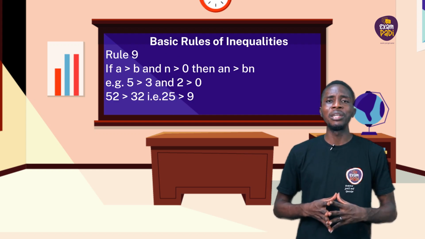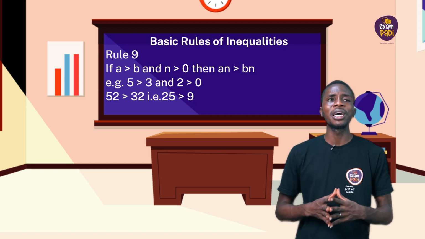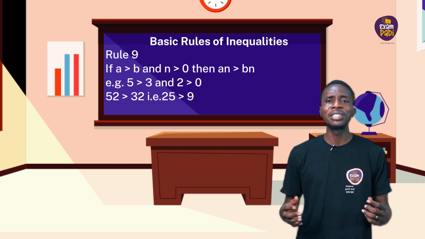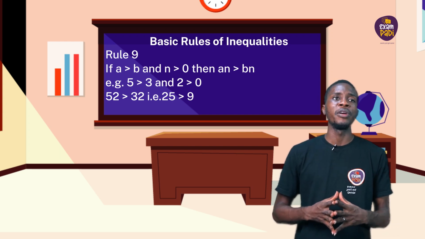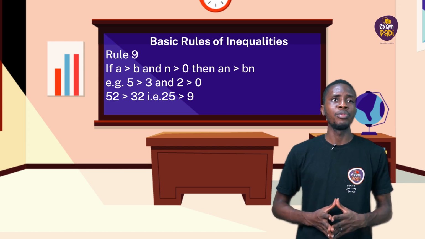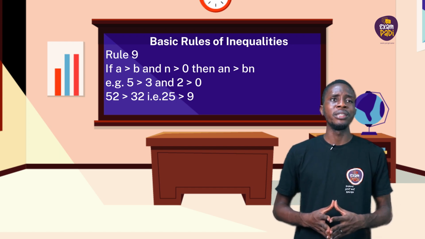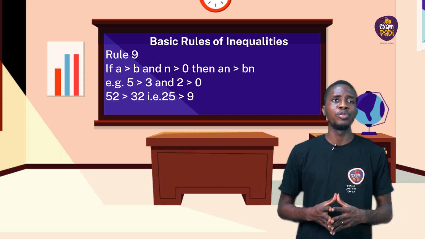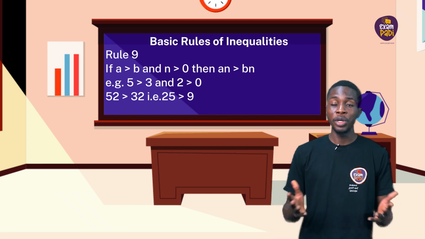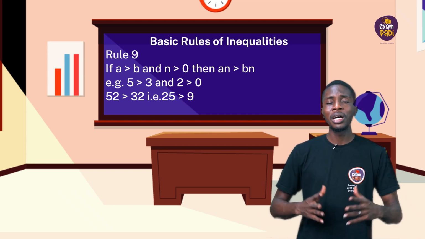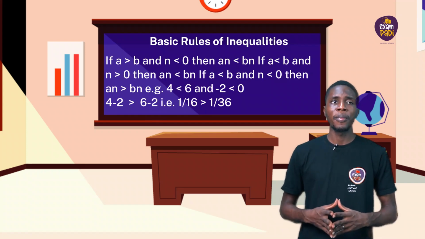If a is greater than b and n is greater than 0, then we can say a raised to the power of n is greater than b raised to the power of n. For example, 5 is greater than 3 and 2 is greater than 0. Therefore, 5 squared is greater than 3 squared because 5 squared is 25 and 3 squared is 9.